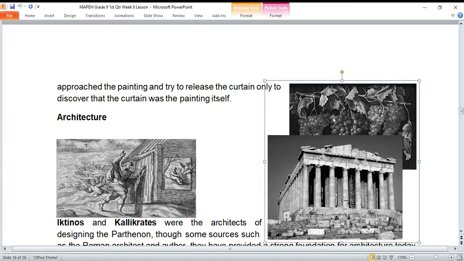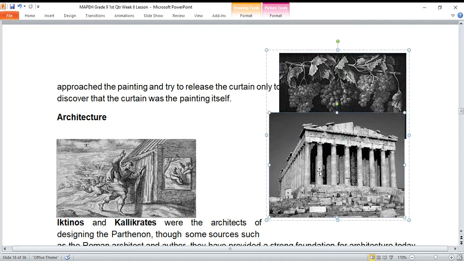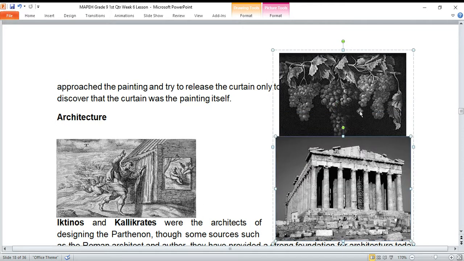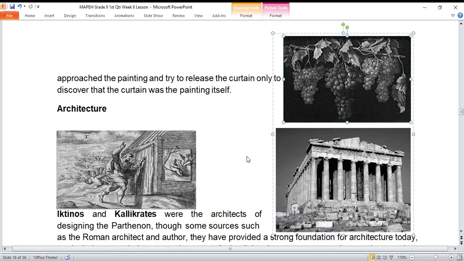So this is the grapes picture by Zeuxis. Okay, let's go to architecture.